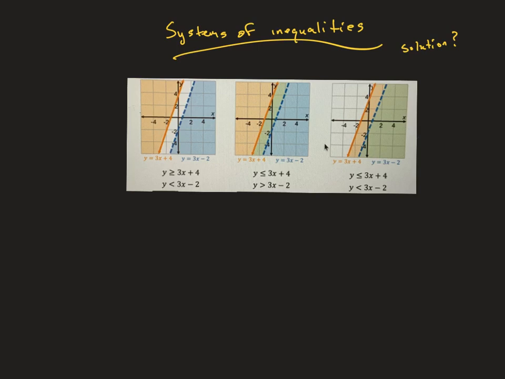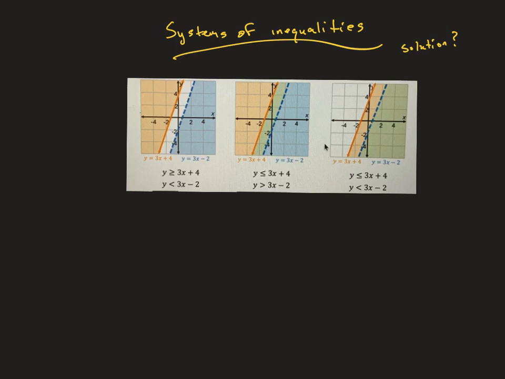And then the next one is y is less than or equal to 3x minus 2. The y-intercept is negative 2, and then my slope again is going to be 3, so I go up 1, 2, over 1, up 1, 2, 3.